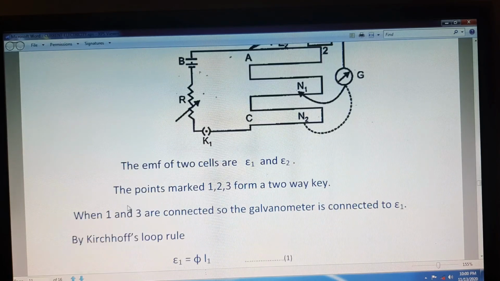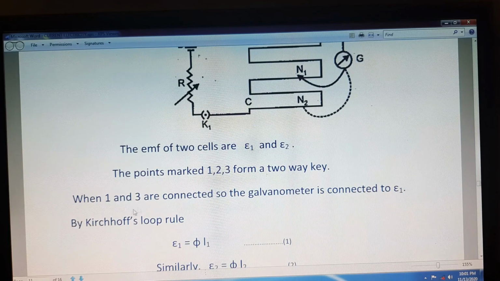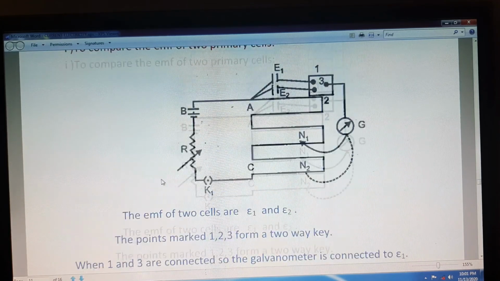So the two electromotive forces, two cells, are epsilon 1, epsilon 2. We are connecting epsilon 1, epsilon 2, and the points marked 1, 2, 3 from a two-way key K, where we can observe 1, 2, 3. This is called a two-way key, and these are the electromotive forces of different cells, epsilon 1, epsilon 2. When 1 and 3 are connected, the galvanometer is connected to epsilon 1.